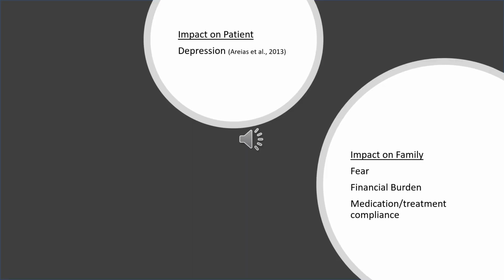So on the patient side, as that patient gets older, depending on the size and severity of their defect, we're more likely to have that patient report depression or decreased quality of life. On the family side, there's going to be a lot of fear when you get that diagnosis as a parent. There's a financial burden, of course, that unexpected financial burden, and then the medication and treatment compliance part of it as well.